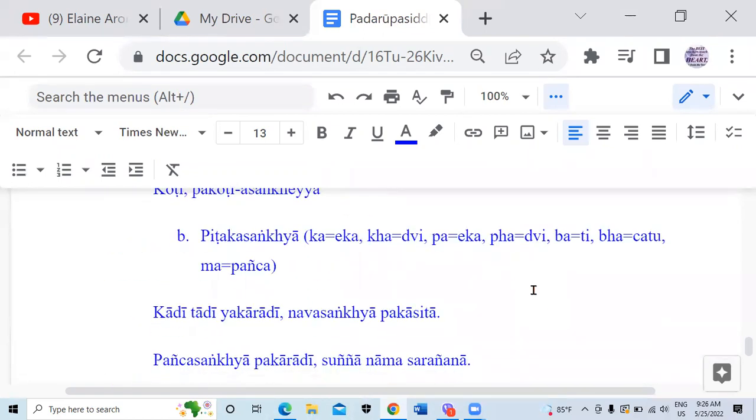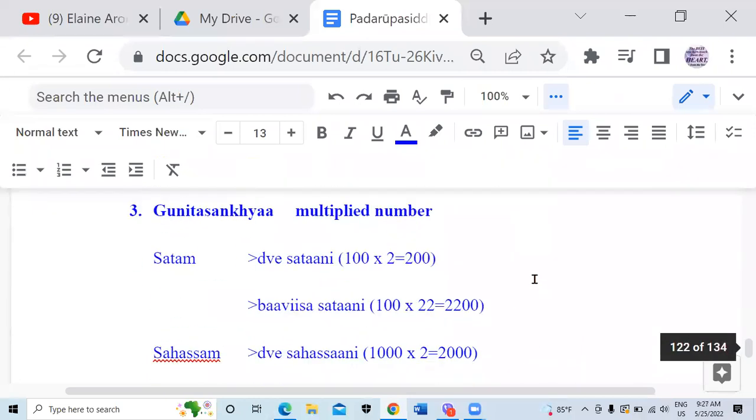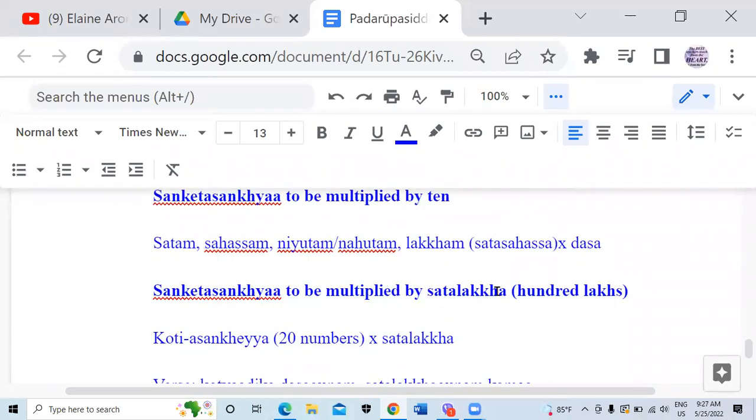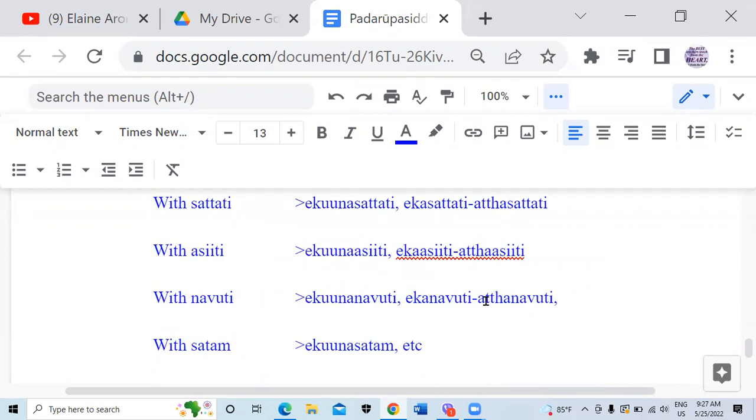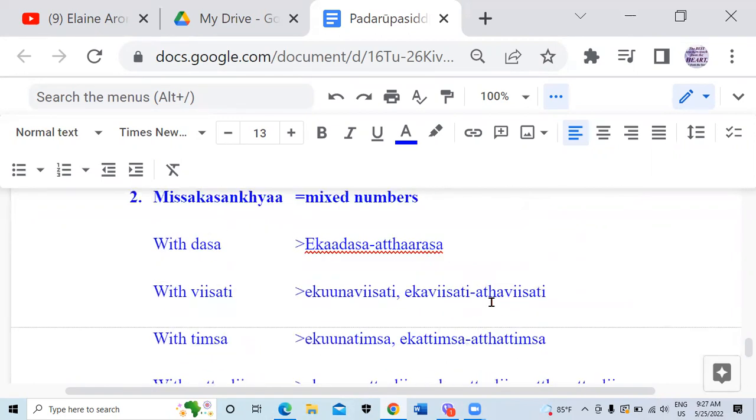See? So those two examples you gave us right there, are they the same? Dwe Purisa Satani and Dwe Satani Purisa. Are they the same? Yeah, the same. Because Sankhya Brahma and Sankhya Brahma. Only the number is really the same. Okay, two ways of writing. Okay? Yes.